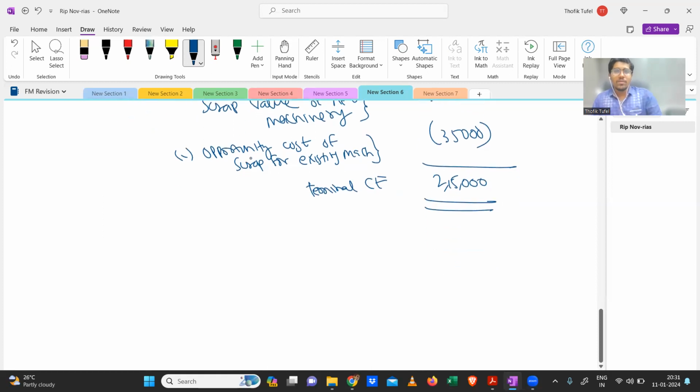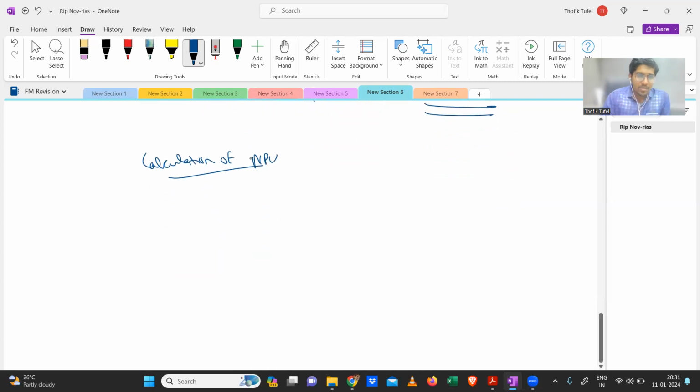2,15,000 is the amount that I'm getting. Okay, now the calculation of NPV, calculation of net present value. Year, particulars, present value factor. What is the percentage? 15%. Okay. So: year, particulars, cash flows, present value factor, and then discounted cash flows.